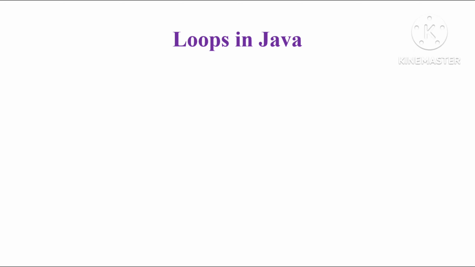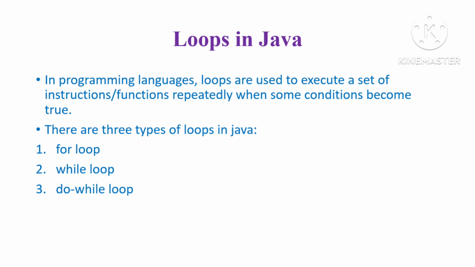Our first topic is loops in Java. In programming languages like Java, loops are used to execute a set of instructions or functions repeatedly when some condition becomes true. There are three types of loops in Java: for loop, while loop, and do while loop. In today's video, we will only see for loop and its types, and in the next video, we will cover while loop and do while loop.